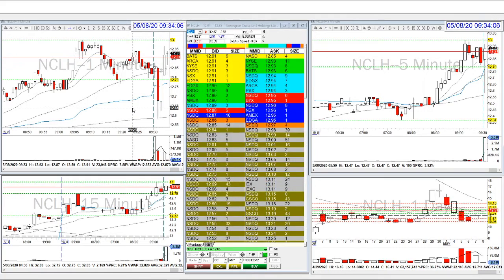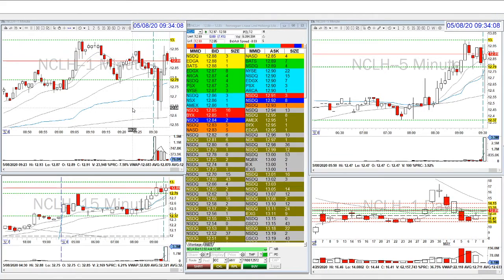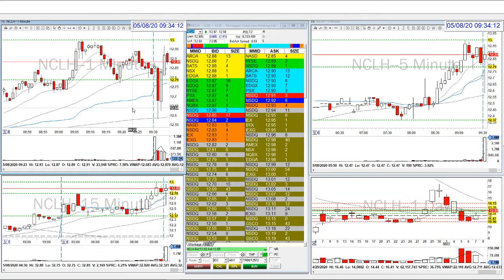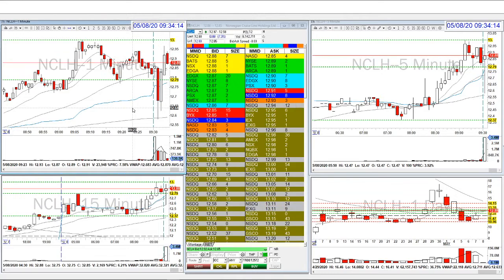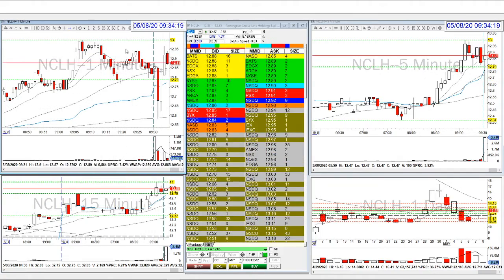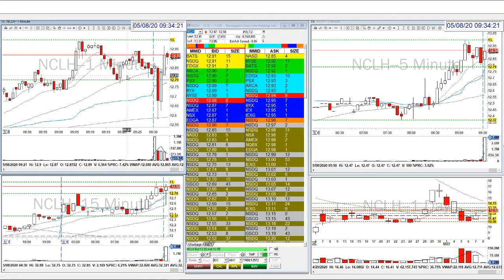So NCLH is not breaking the previous high. I mean the pre-market high, sorry. The green one here is the pre-market line, pre-market high, pre-market low.